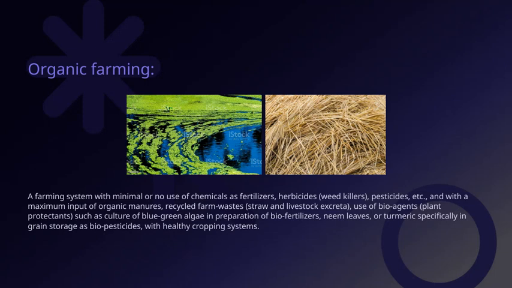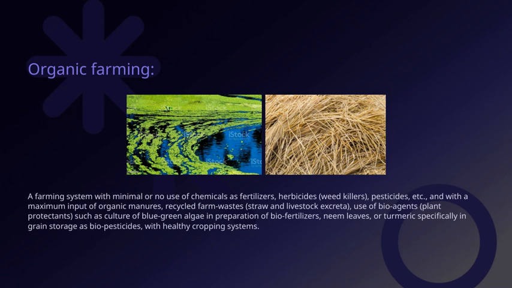Let's talk about organic farming. Essentially, it's a farming system that aims to minimize or even eliminate the use of chemicals like chemical fertilizers, herbicides, and pesticides. Instead, it relies on natural inputs such as organic manures and recycled farm wastes, like straw and livestock excreta, to nourish the soil.